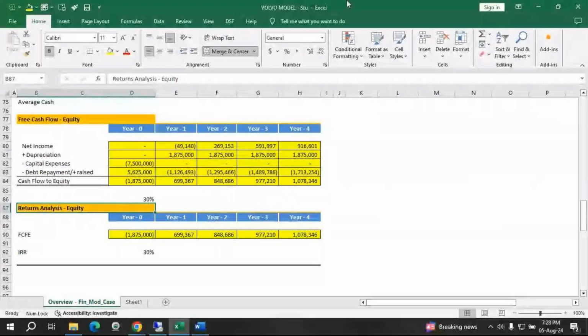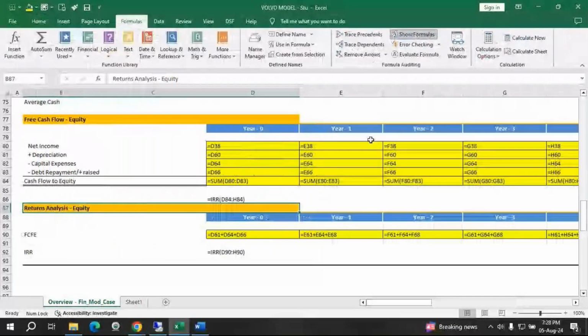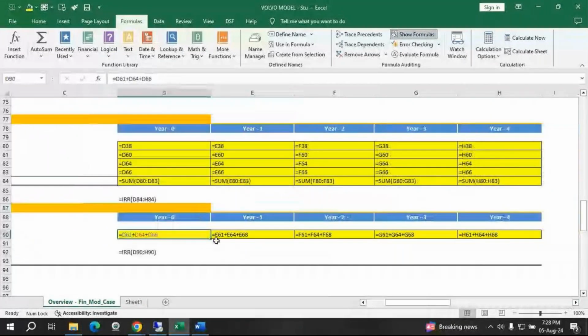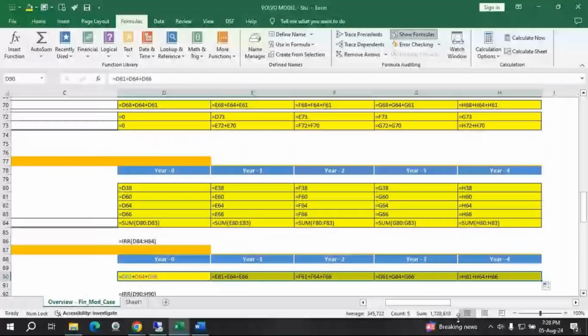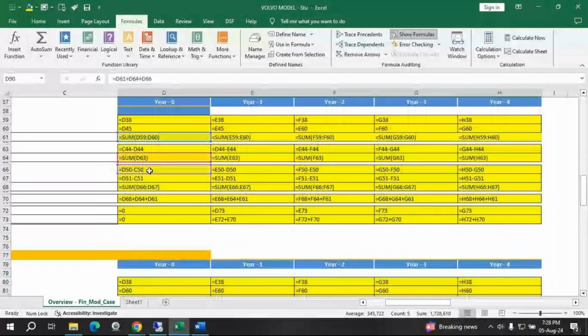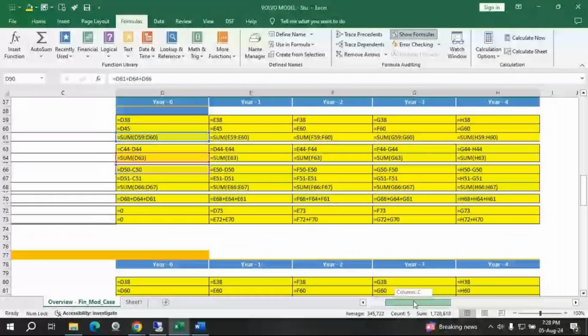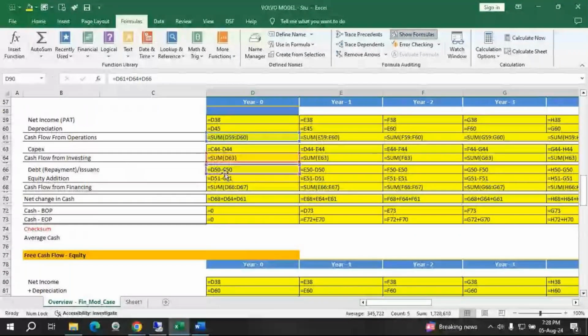Ma'am, how did you get IRR of 30%? The first one which you did, you added debt, ma'am. Which one? Yes, yes, I added the debt. From where, ma'am? So debt amount, D66. D66 is here, this value. That is debt repayment. So the debt amount, whatever I have repaid, those values.